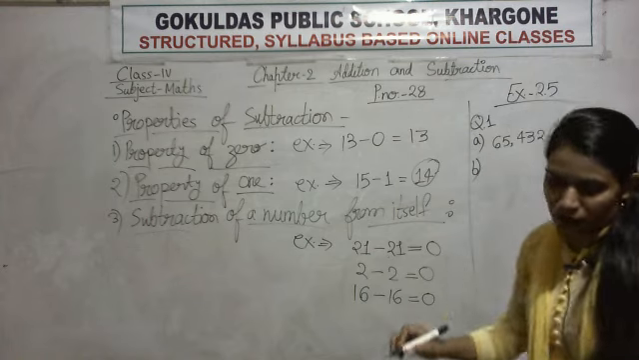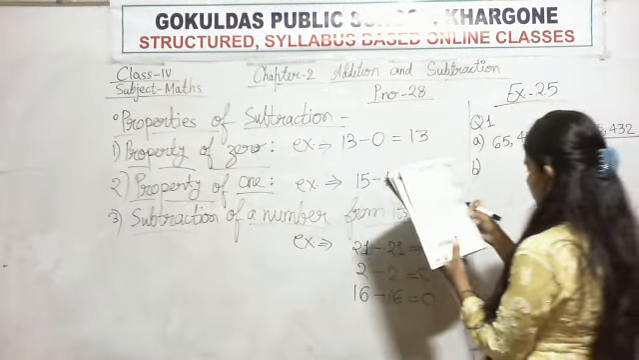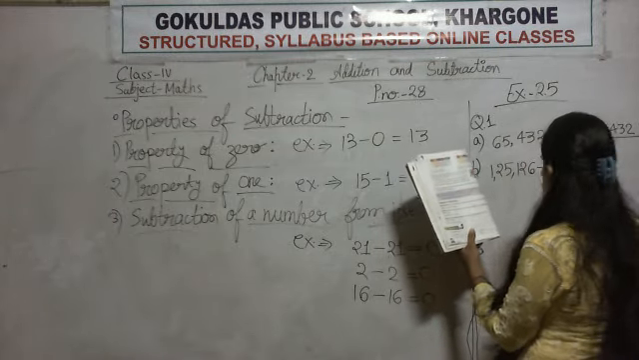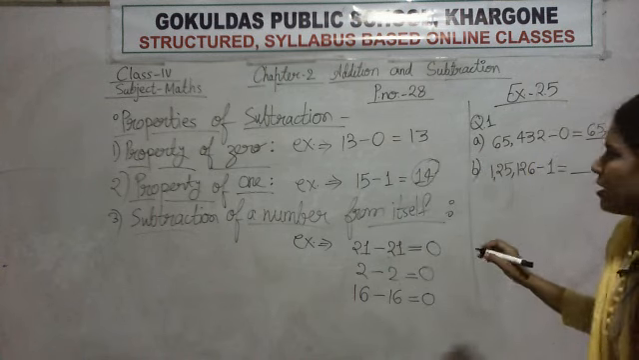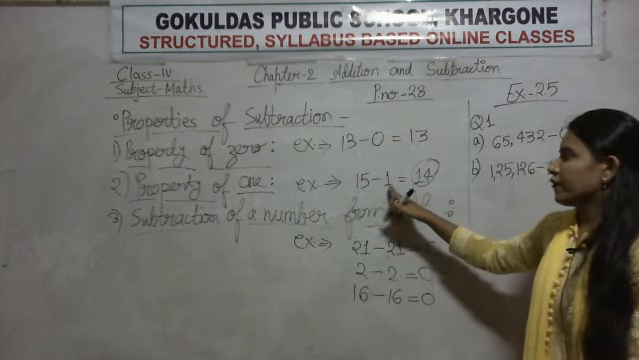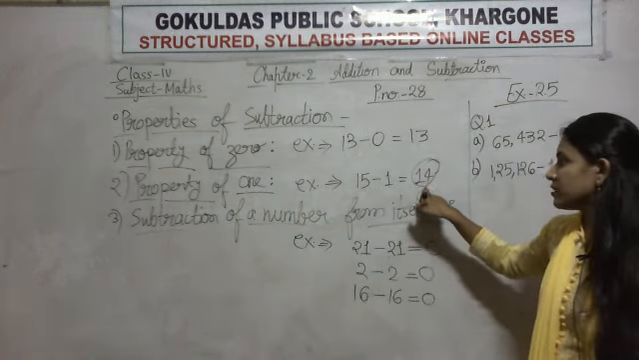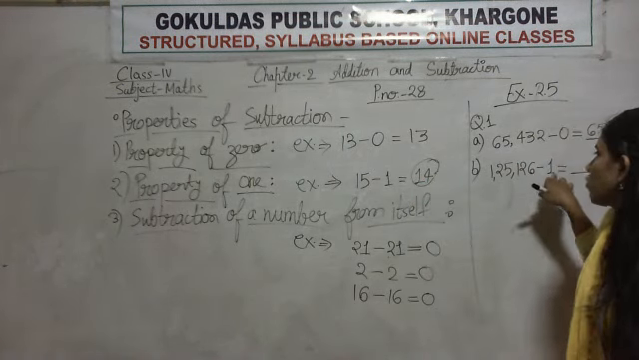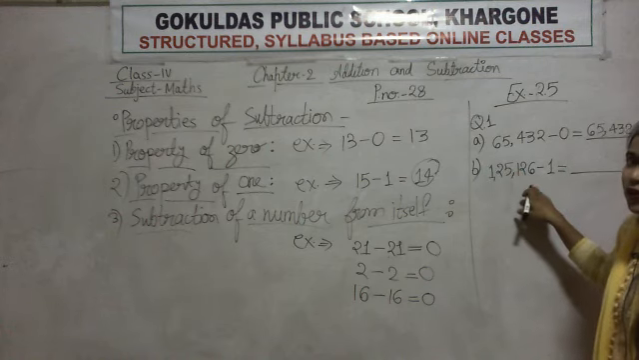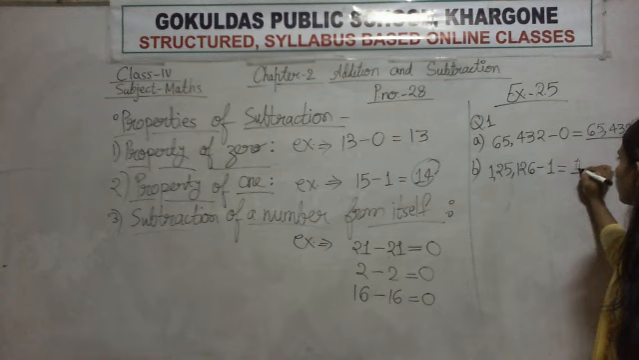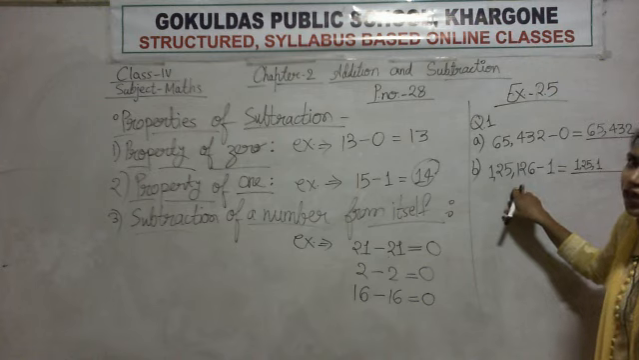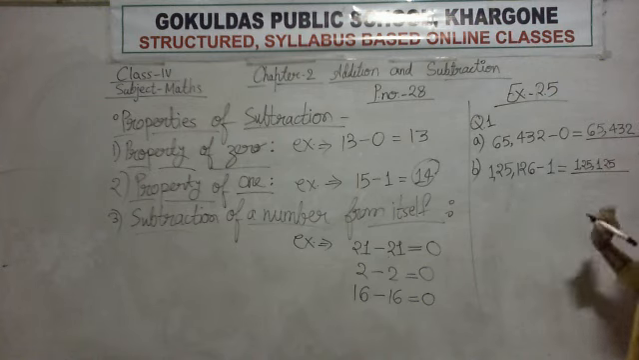Part B of question 1. 1,25,126 minus 1. Now, which property is it? Property of 1 of subtraction. If you are subtracting 1 from a number, you get the predecessor, the just before number. So here you are subtracting 1 from the given number. What will you get? You will get the just before number. 1,25,126, and the just before will be 1,25,125. Good.